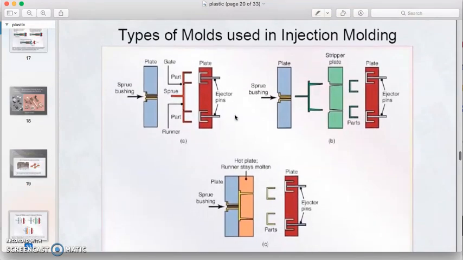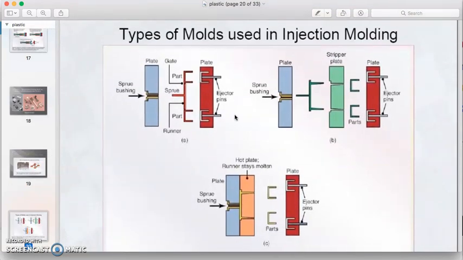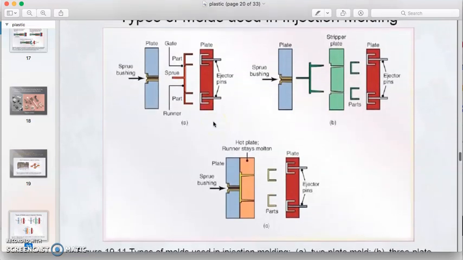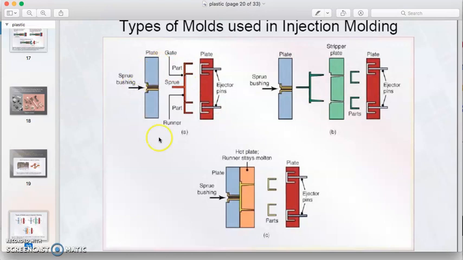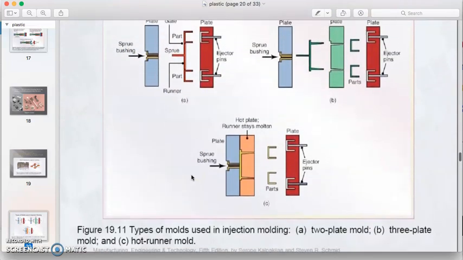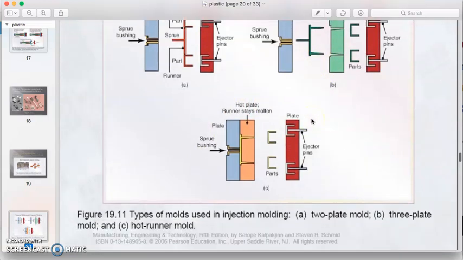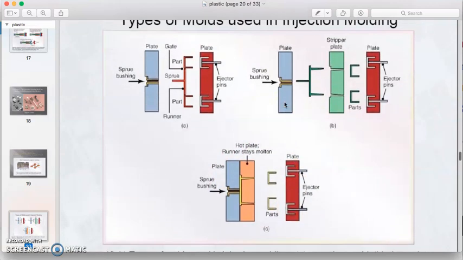Okay, this figure shows the types of mold used in injection molding. Okay, there are 3 types of mold. Figure A shows the 2-plate mold. Figure B is a 3-plate mold, and figure C shows the hot runner mold. So I hope you can differentiate between these 3 molds and the advantage of each mold.